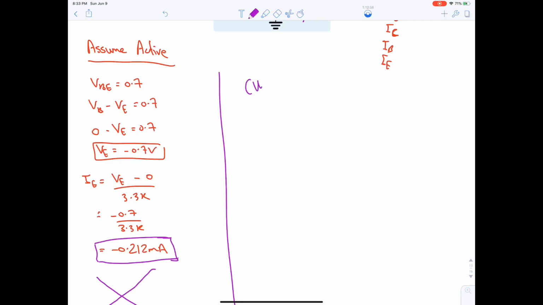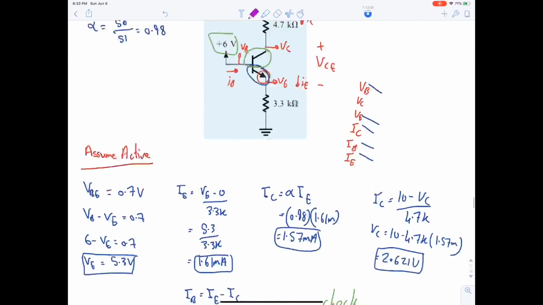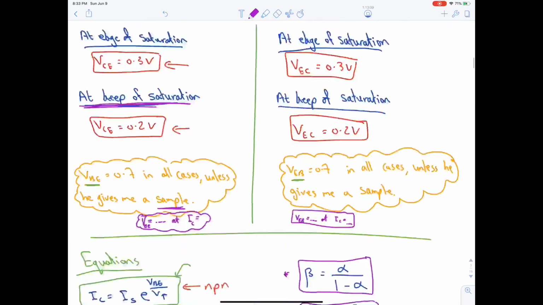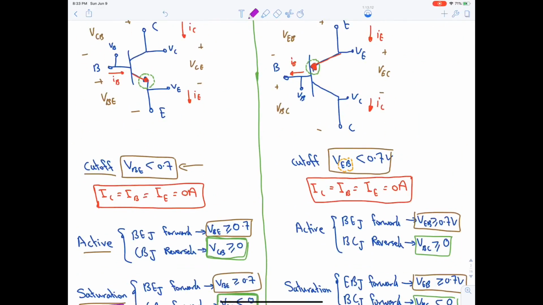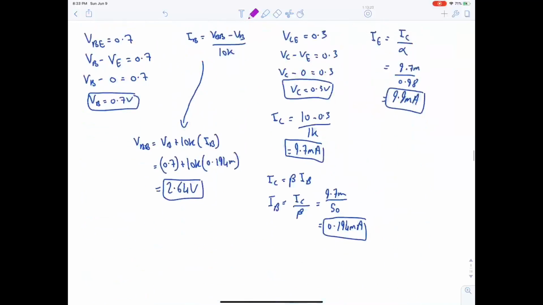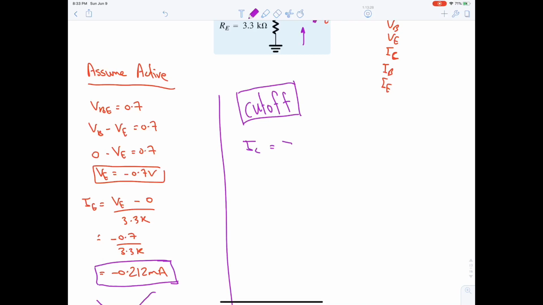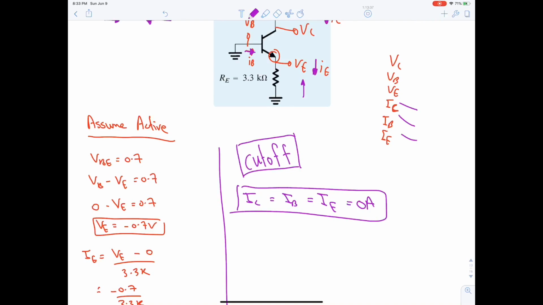Let's go to cutoff now. Cutoff. In cutoff, what do we know? We know that all currents are equal to 0. See? All currents are equal to 0 in cutoff. And the check is VBE less than 0.7. Let's remember this one now. So all the currents are what? Zeros. IC equal to IB equal to IE equal to 0 ampere. Okay, we found all the currents.